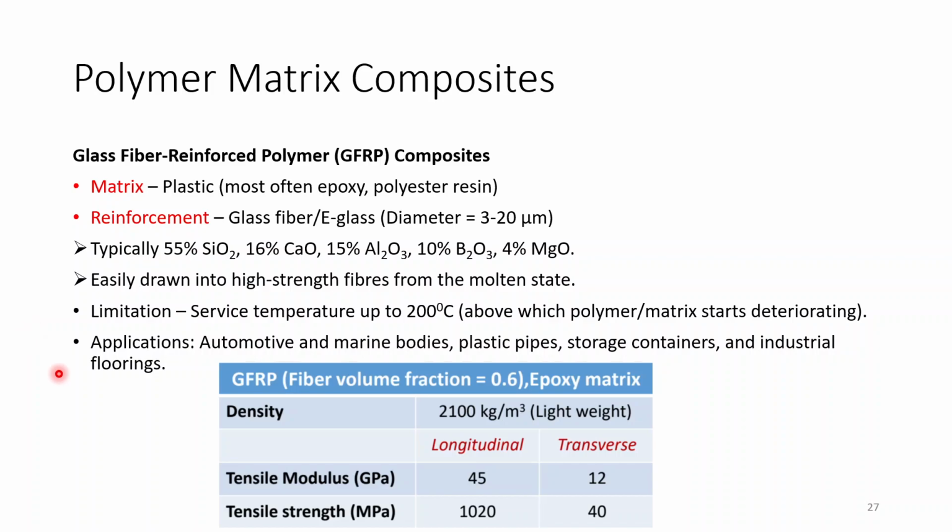And applications are in automotive and marine bodies, plastic pipes, storage containers and industrial floorings. And for glass fiber reinforced polymers, you have tensile modulus of 45 GPa in longitudinal direction, and in transverse direction it is 12 GPa, and tensile strength is 1020 MPa, and it is 40 in transverse direction.